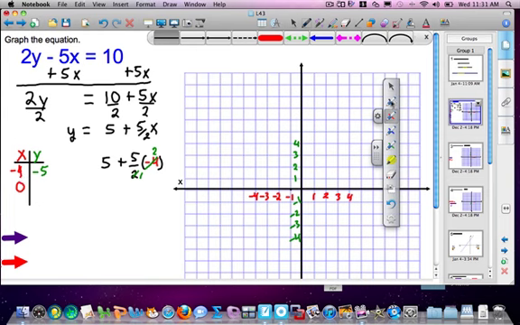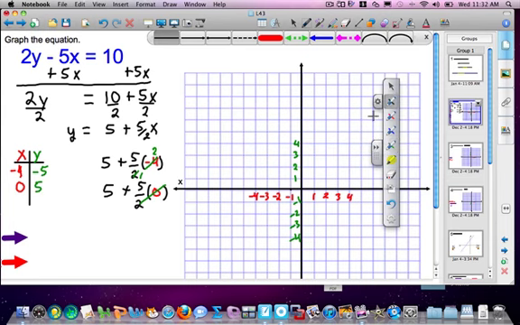The next x value that I want to use today is 0. So when x is a 0, I'm going to plug that into my function to figure out the corresponding y value. Following the order of operations, multiply 5 halves times 0 and get 0. So when x is 0, y would be a 5.